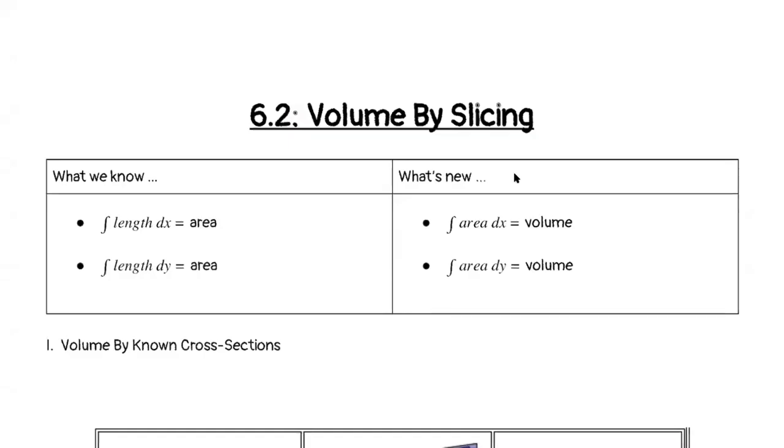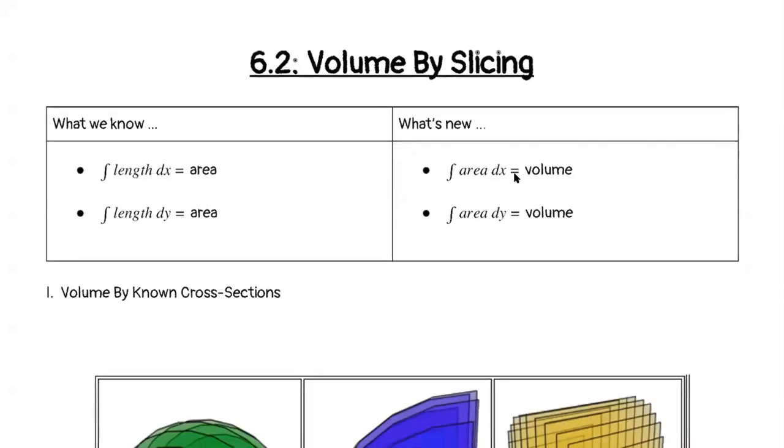All right, so today we're going to take a look at 6.2, which is a section in your textbook called volume by slicing, all right? And when we say volume by slicing, we're going to be slicing in a lot of different shapes. And so it will be important for us to always be thinking like, what shape are we slicing into, okay?